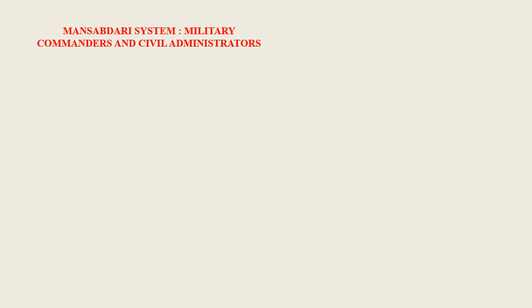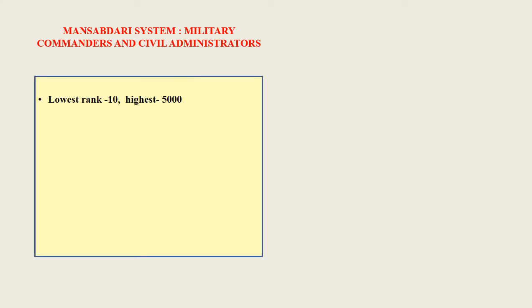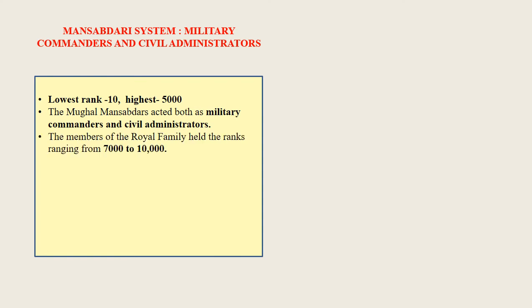Mansabdari System: military commanders and civil administrators. We have already seen that Akbar created an imperial service based on merit and graded according to military rank, the lowest rank being that of 10 and the highest that of 5,000 reserved for the nobles. The Mughal Mansabdars acted both as military commanders and civil administrators. The members of the royal family held ranks ranging from 7,000 to 10,000.